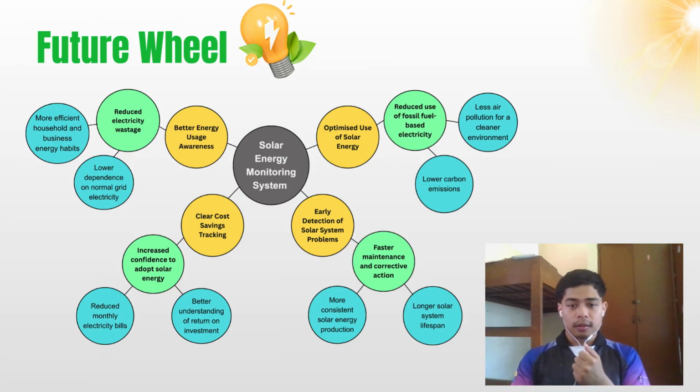The fourth effect is the optimized use of solar energy, which can reduce the use of fossil fuel based electricity. In the long term, this supports lower carbon emission and less air pollution for a cleaner environment. Therefore, overall, this future wheel shows that the solar energy monitoring system does not only help users monitor energy, but it also supports cost saving, system maintenance, and cleaner energy usage.